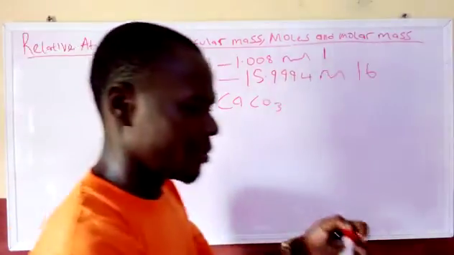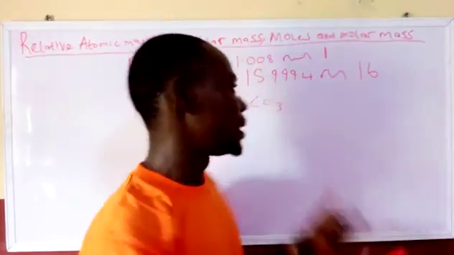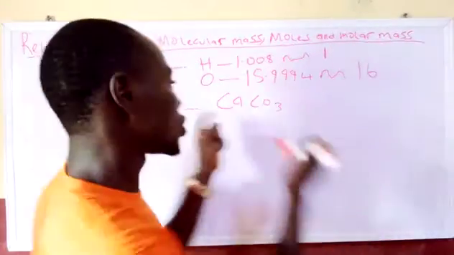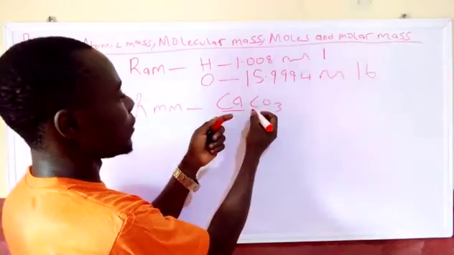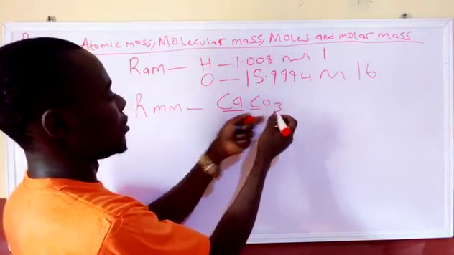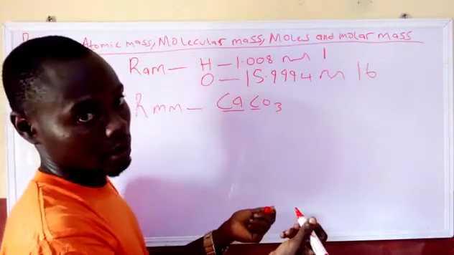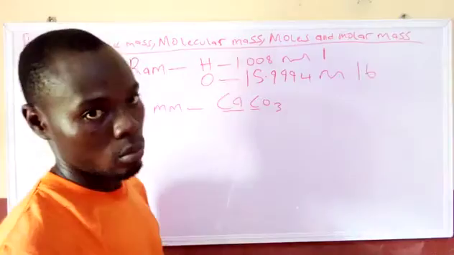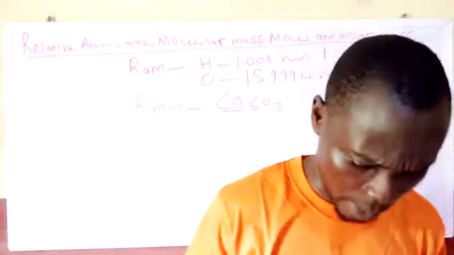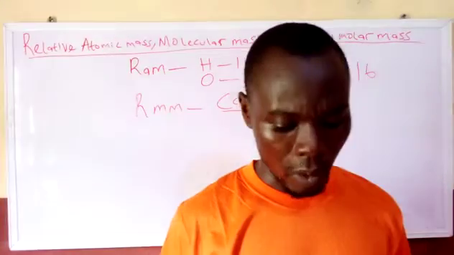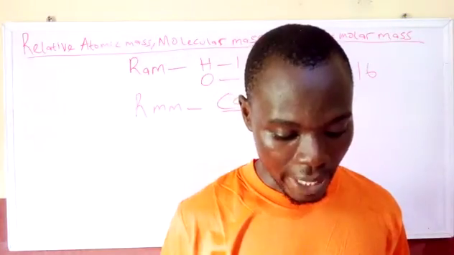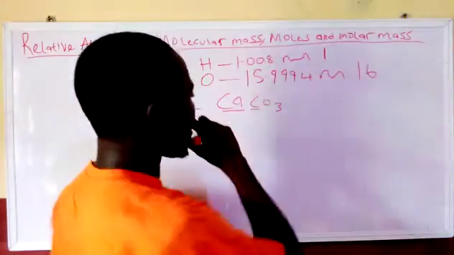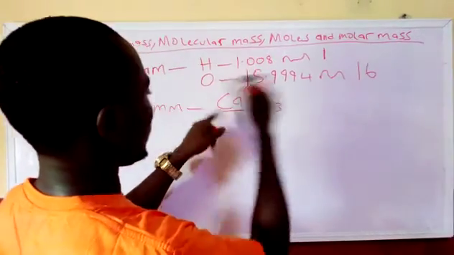If we don't want to stress ourselves further, the simple definition is: the relative molecular mass of a compound is the sum of the relative atomic masses of each of its atoms. Hope you are getting me. Let me read it off from here: it is the sum of the relative atomic mass of each element in a compound. So that's it. Now look at, for example, CaCO3.